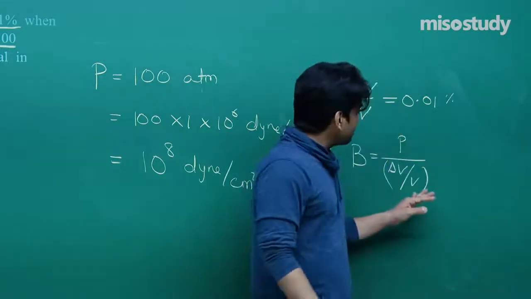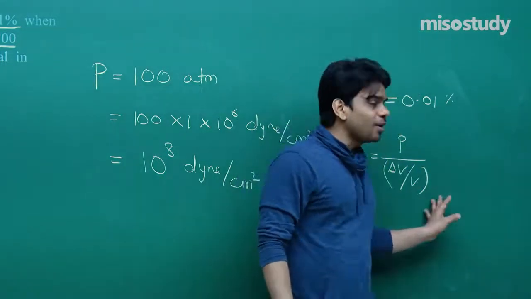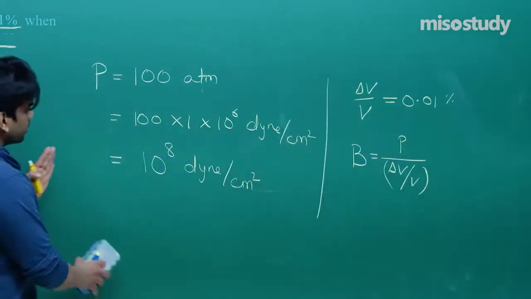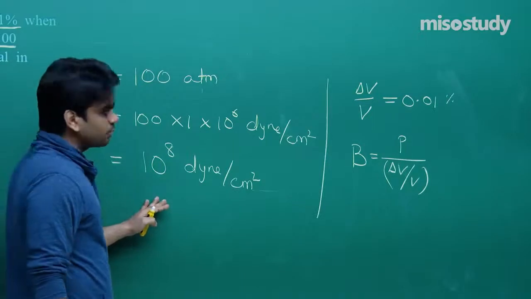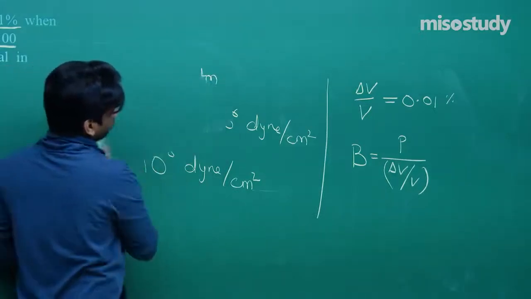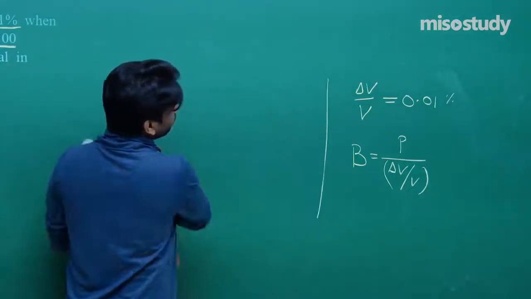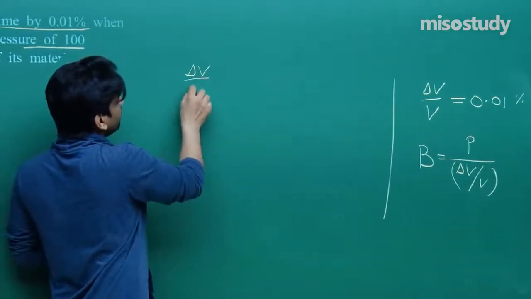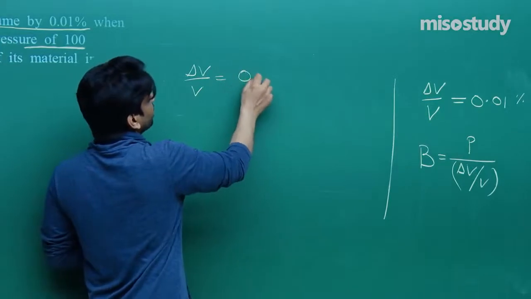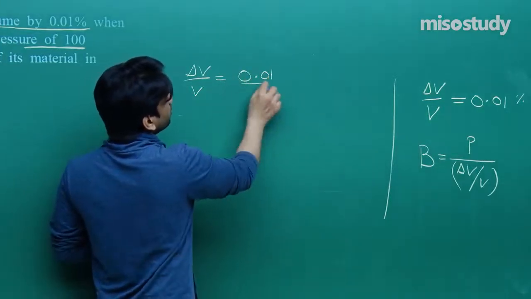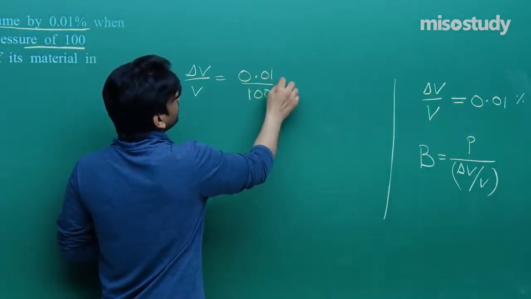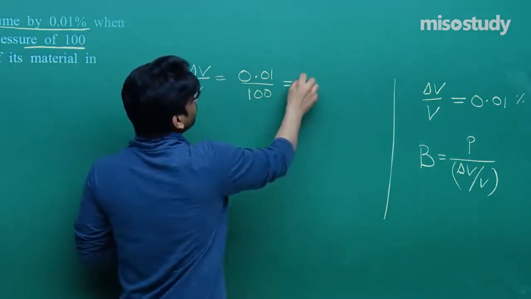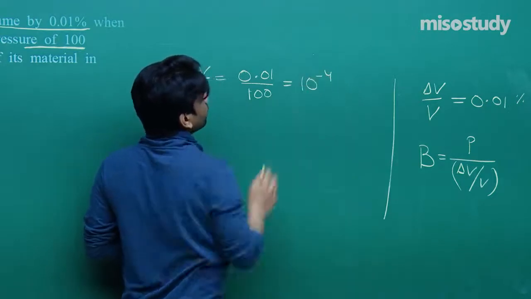Before that, let me go to the other end and clear the board. Take note till here. Now you note this: pressure is 10 to the power 8 dyne per square centimeter. Delta V by V, I have written as 0.01%. That can be written as 0.01 divided by 100. This is the value of delta V by V, and it turns out to be 10 to the power minus 4.